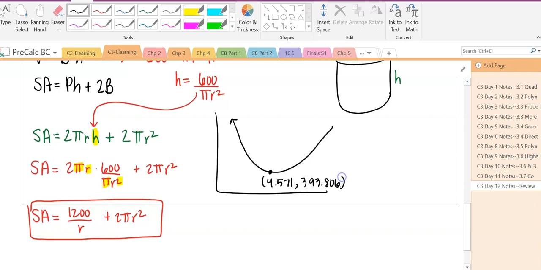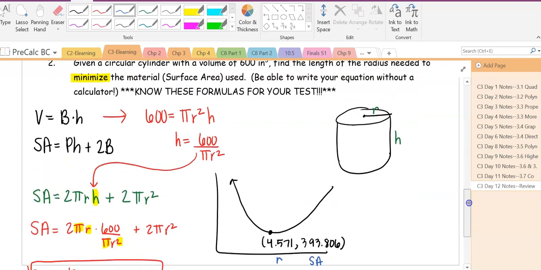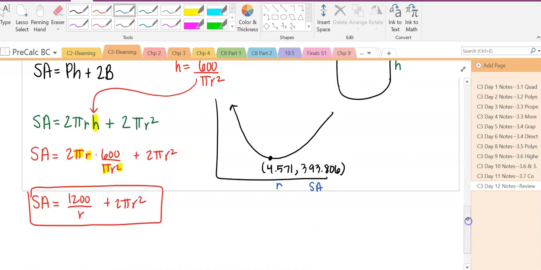Okay, and again, just to make sure we understand what these values mean, that 4.571, that's your x coordinate, but it's representing your radius. And that 393, that's your y coordinate, but it's representing your surface area. Right? And again, they want to know the length of the radius. And does it actually ask for the surface area? No, it doesn't. So I'll just say radius is 4.571 inches. And that would be my final answer.